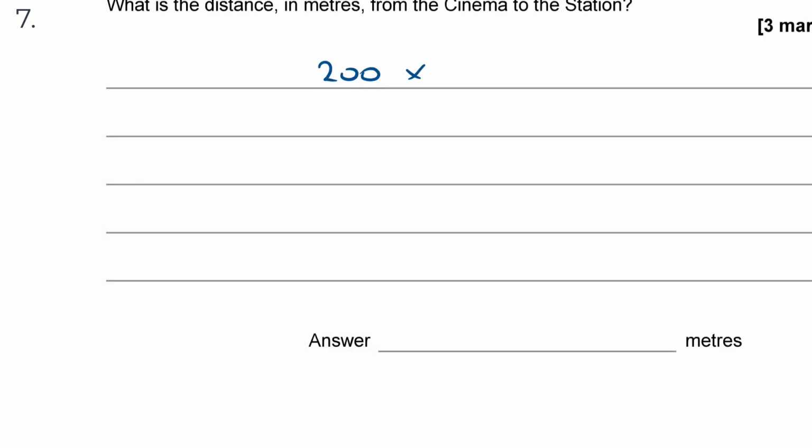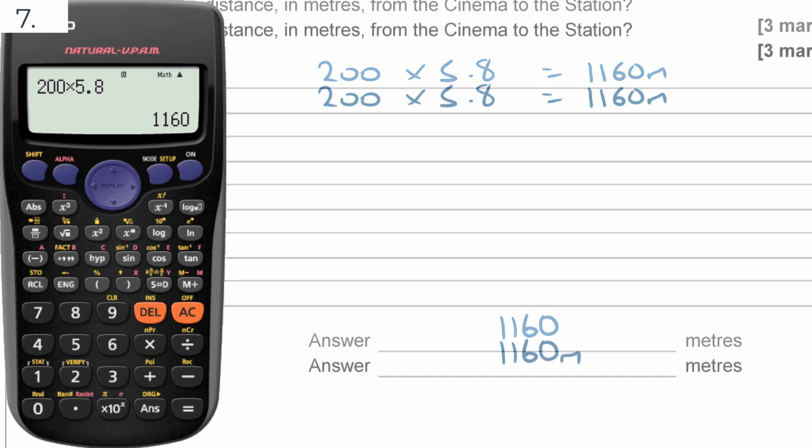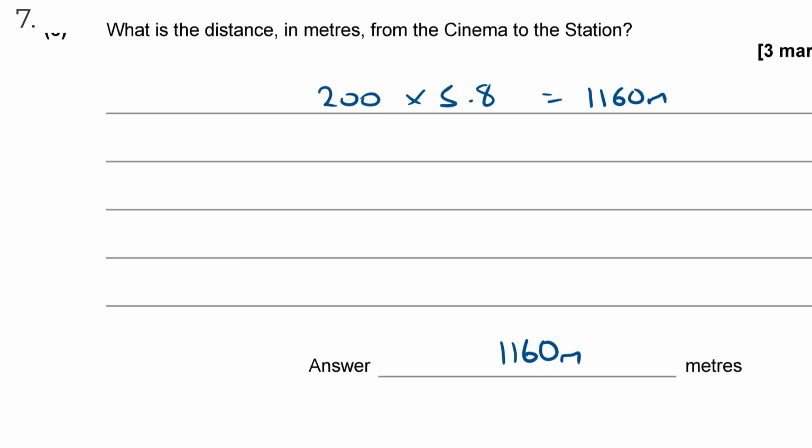So 200 times 5.8, what's that equal to? Let's reach for the calculator. 200 times 5.8 gives me 1,160. 1,160 meters. So that's my answer. There's probably a little bit of leeway either side. Probably you're allowed anything from about 1120 up to 1200, I'd imagine. But I made it 5.8, which is 1160.